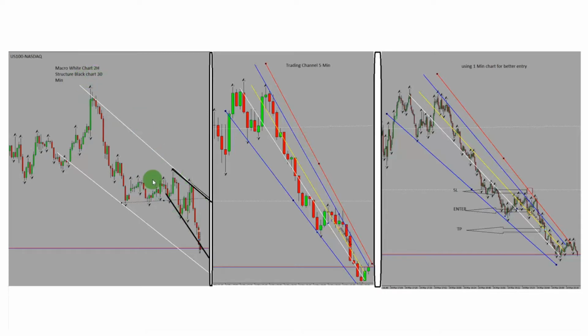So, according to that, the macro and the trading charts are in the same direction, so the first algo and the second algo passed, and we actually are in the high probability area for a short, so there is a good opportunity for a short.